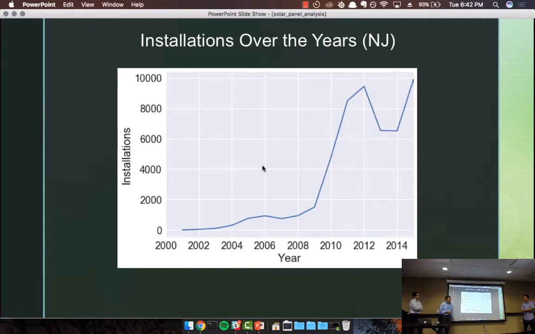So we also looked at the installations over the years in New Jersey. You can see the trend is the same as for the whole nation. It increased quickly over the past, especially 10 years. And actually, 2015 saw the biggest increase, 36% from the previous year. Also, this one unique thing you can see: actually, there was a dip in 2013 and 2014. This is not randomly occurring, and I will come back to it in a minute.